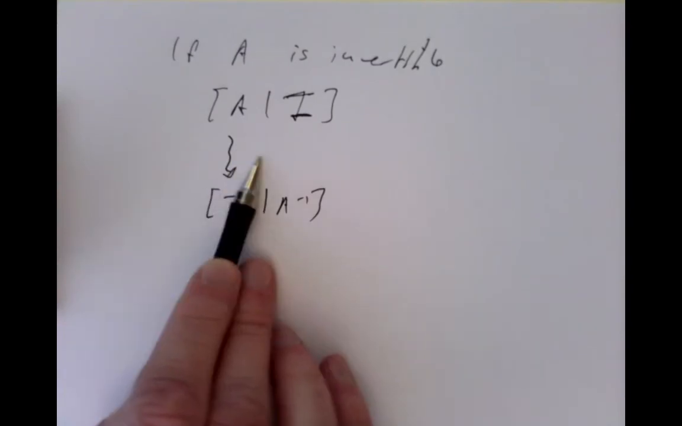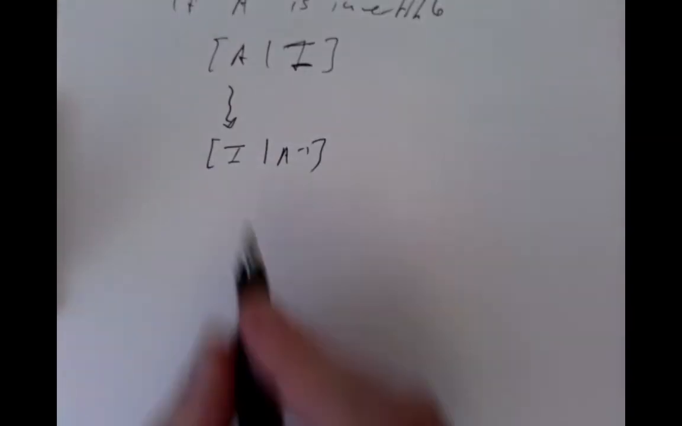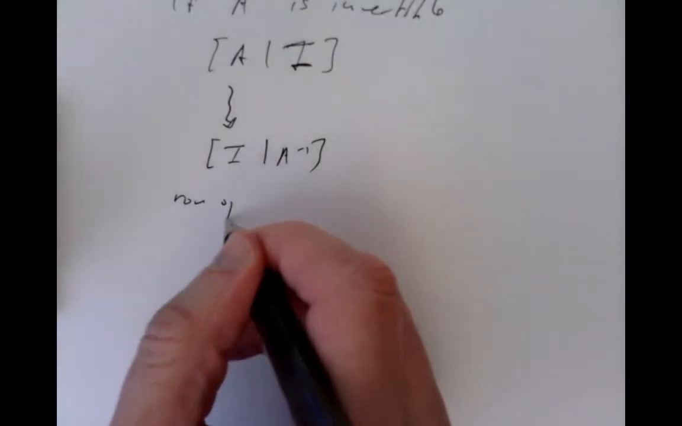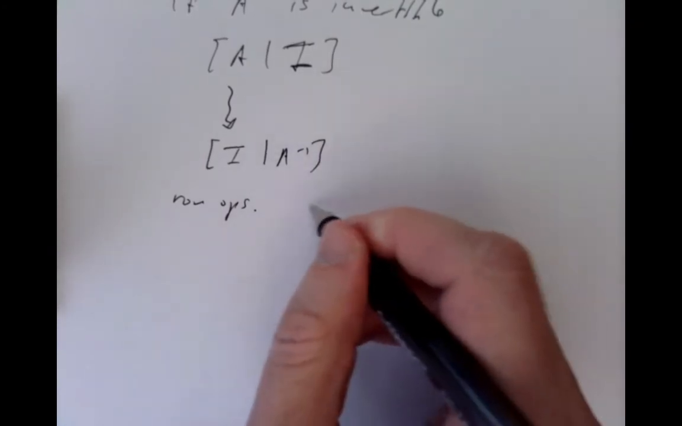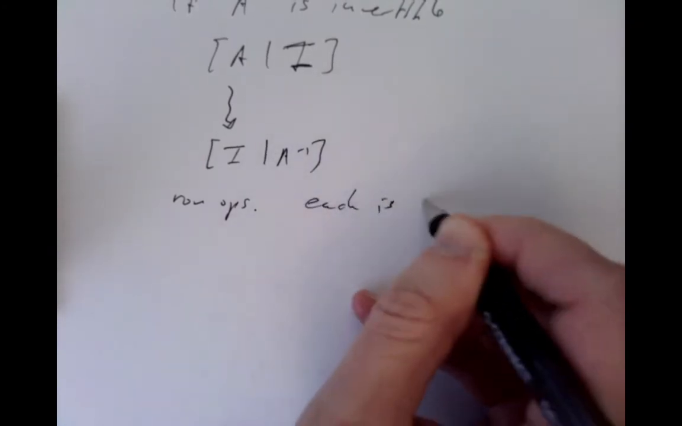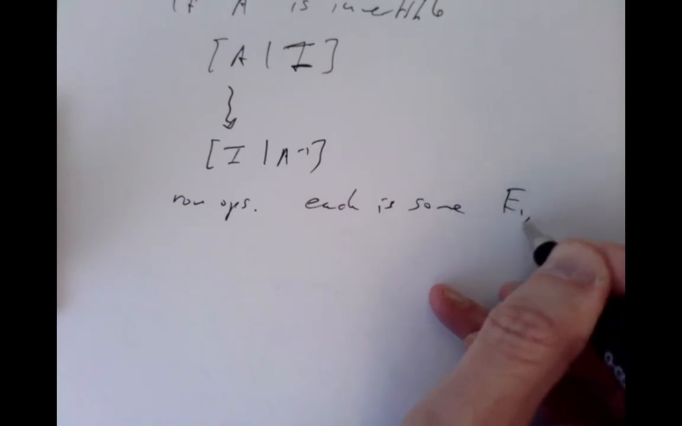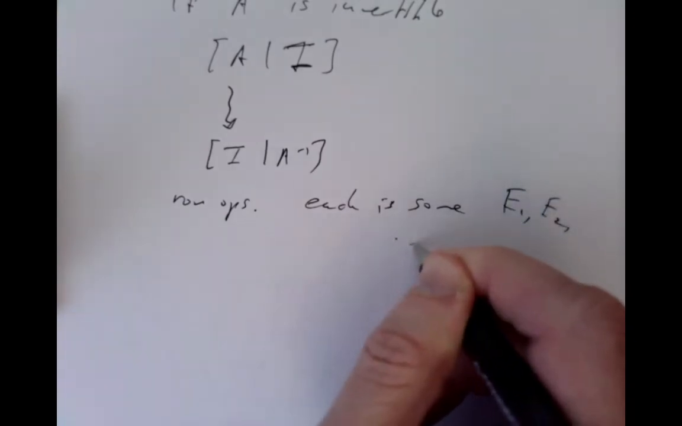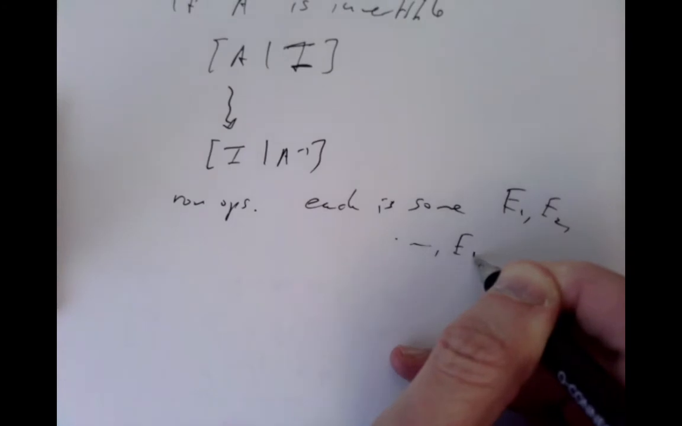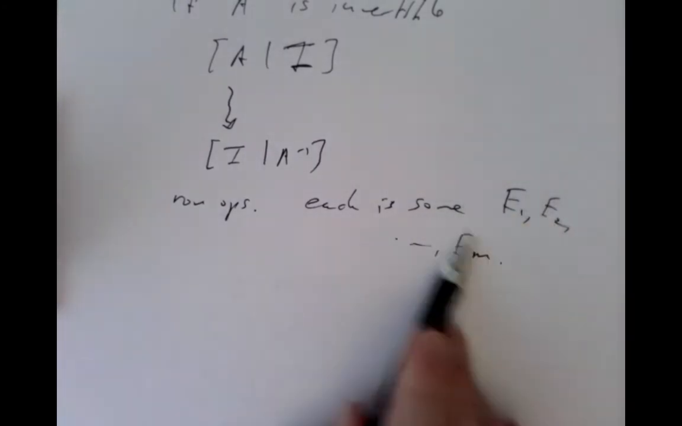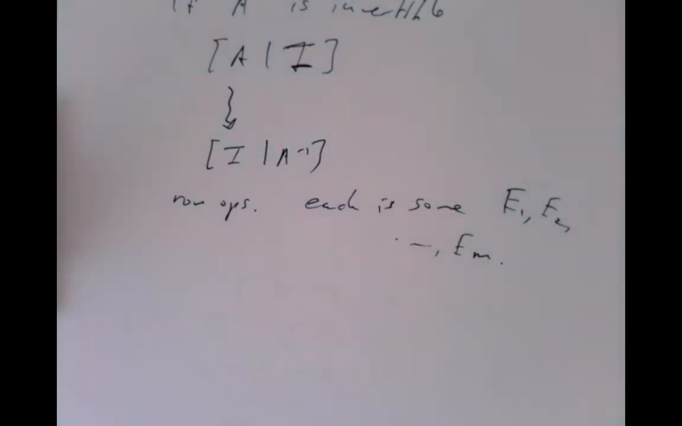But each step was a row operation. So there are various row operations involved, and each is associated with some matrix E, let's say E1, E2, some number of E matrices. So each row operation is carried out by such a matrix.